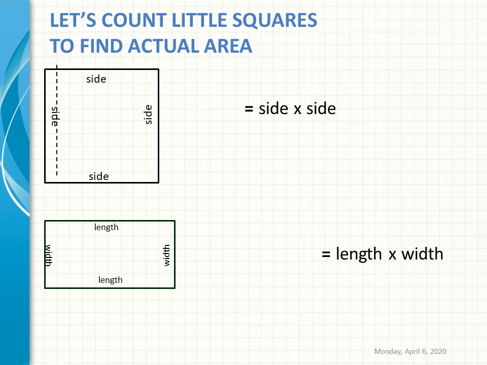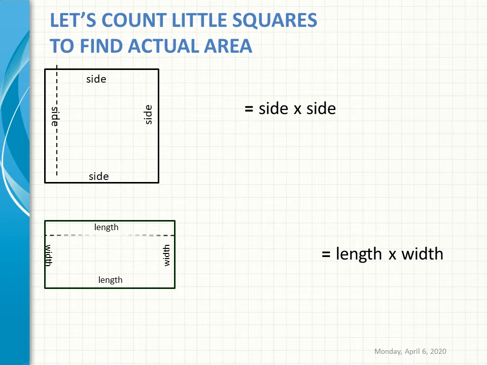Length times width. Why is it different from the square? Why is it not length times length or width times width? Because a rectangle doesn't have equal sides. A rectangle has one longer side and a shorter side. So now let's see. We pick the boxes in the first row where you have the length, and we pick the number of boxes also in the first column where we have the width.